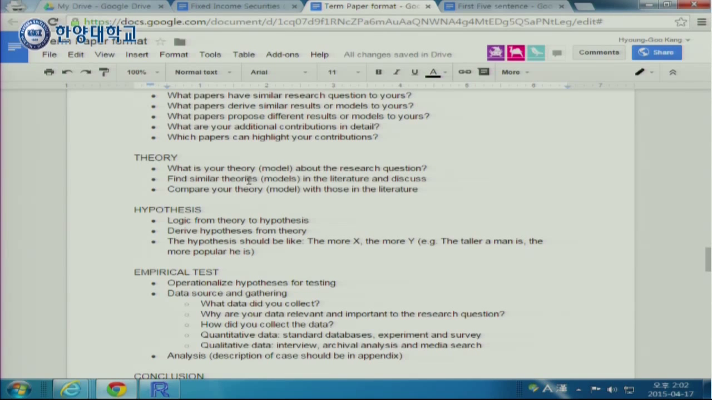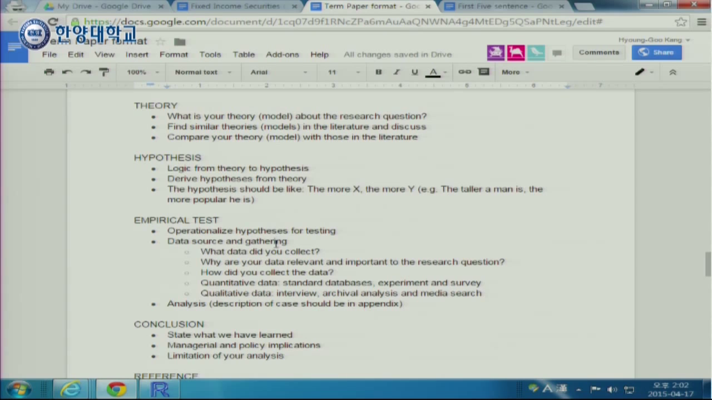Okay, so the theory is not from data. Now it starts from theory. Theory and hypothesis. And then once you have a hypothesis, you have to do an empirical test for this hypothesis. Operationalize the hypothesis for testing. You have to define what we mean by tall and what we mean by popular. Okay? And then you have to describe data source and gathering. What data did you collect? Why are your data relevant and important to your research question? How did you collect the data, qualitative data, quantitative data?